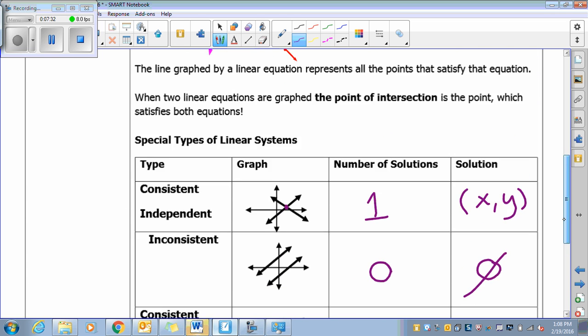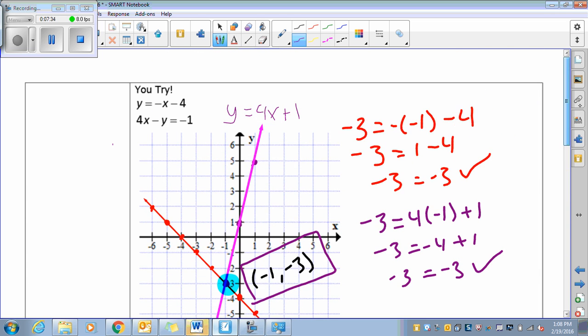This concludes our notes for systems of equations by graphing, and I hope that helped.